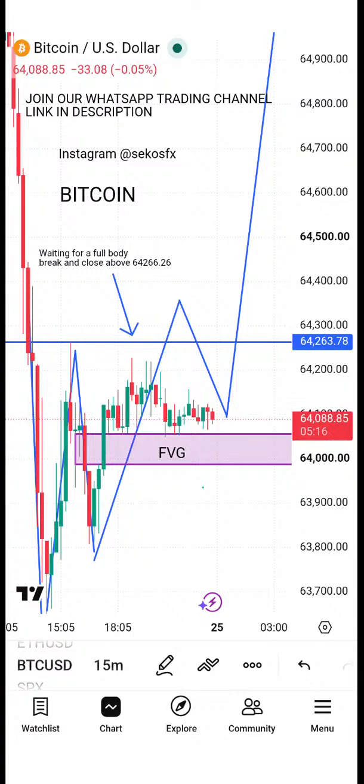What are you expecting on gold for next week, guys? What's your technical analysis on gold? If you are a gold trader, I want to know what's your view for gold for next week.